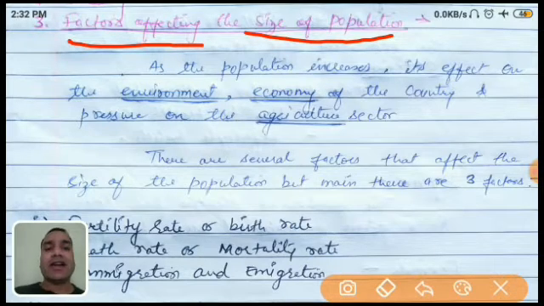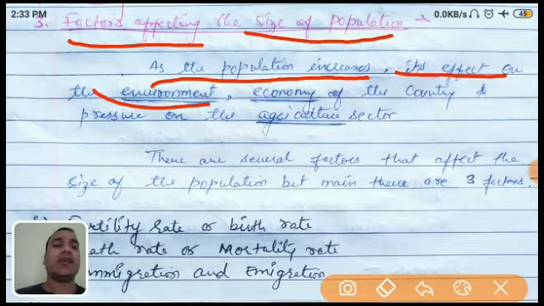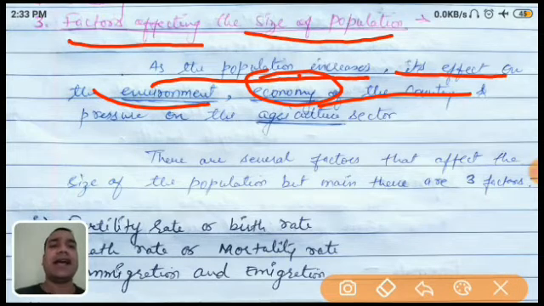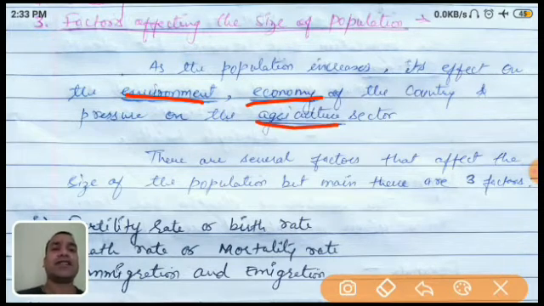So basically we know very well that as the population increases, there may be some problems, and there are effects on other things. What are these other things? Maybe the economy, the agriculture, or the environment. So these are the different subjects on which the population has an effect. As the population increases, there is an effect on the environment, on the economy of the country, and pressure on the agriculture sector. These three are the sectors on which the influence of population is too much. Okay, so just remember these three words.